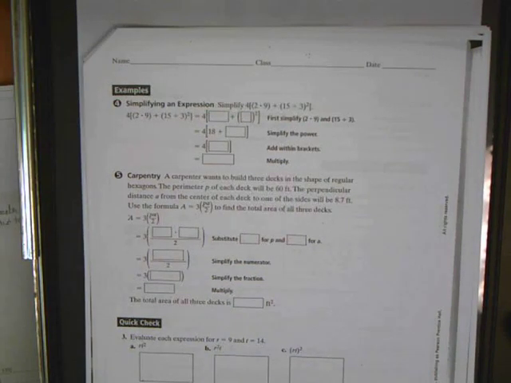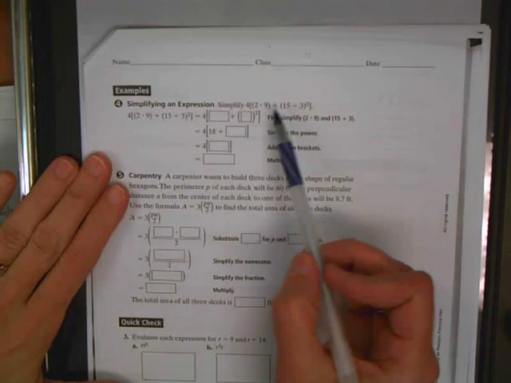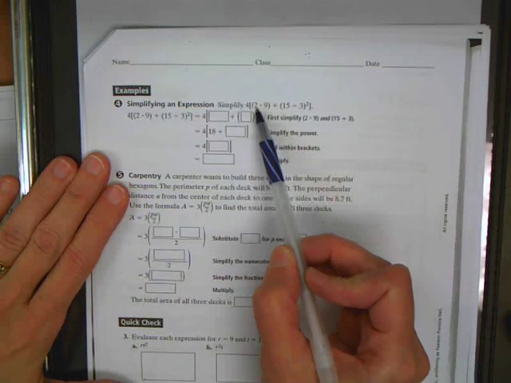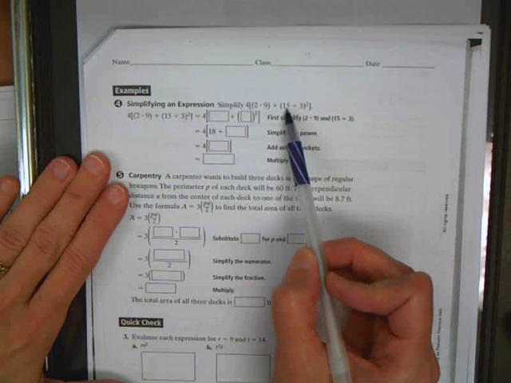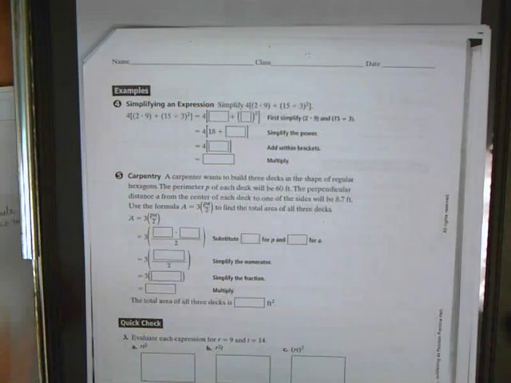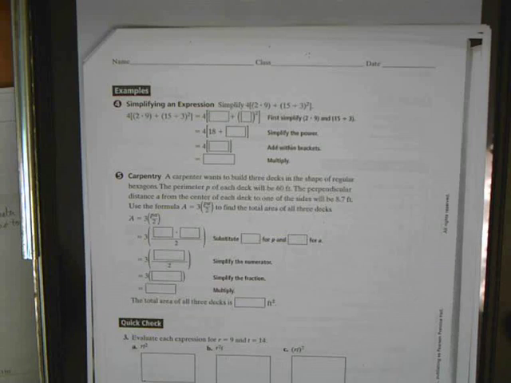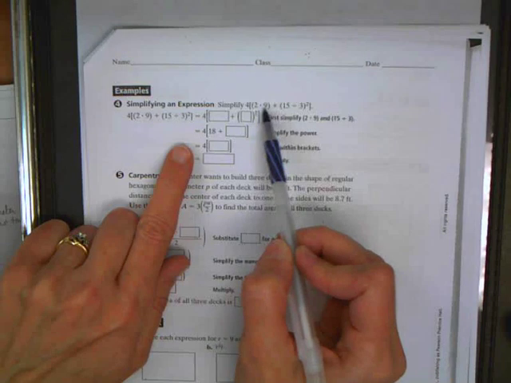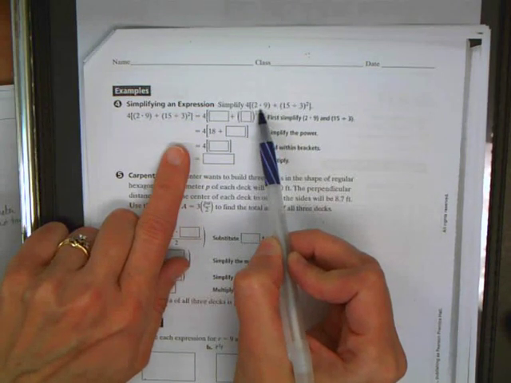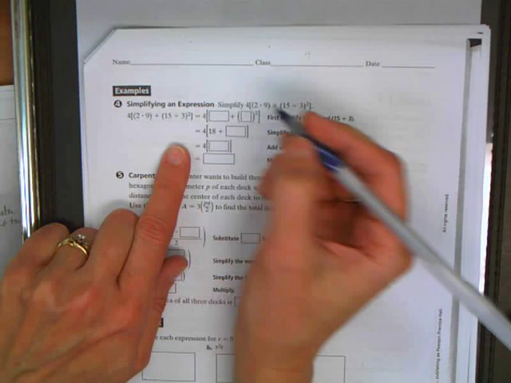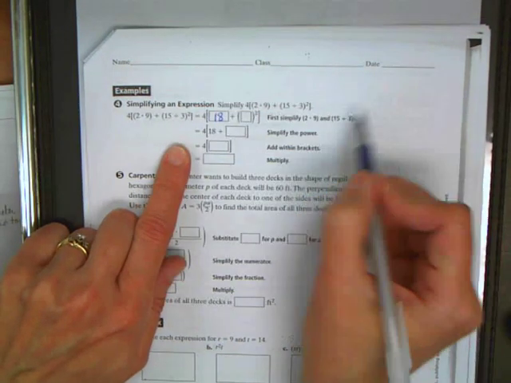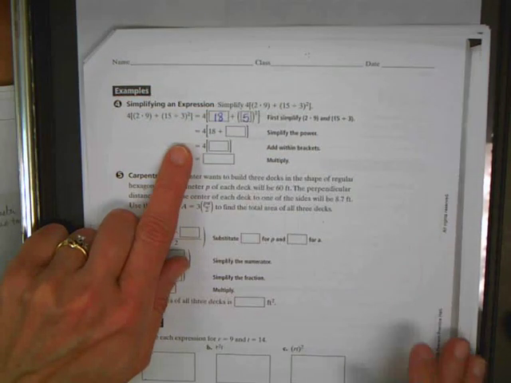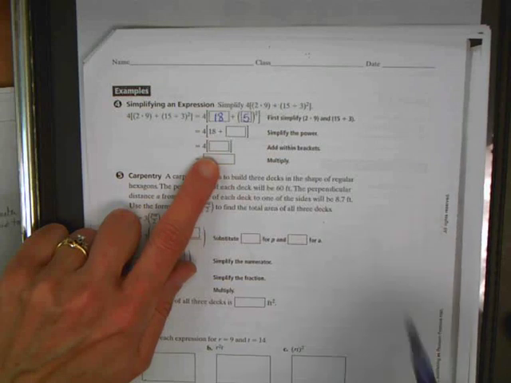Okay, here we are simplifying another expression. We have 4 times the quantity of the quantity 2 times 9 plus the quantity 15 divided by 3 squared. Okay, so that's kind of tricky to read. I hope I read it correctly. Anyway, what I want to do is work from the inside out. So I'm going to simplify my parentheses first. So 2 times 9 is 18, and 15 divided by 3 is 5. That's my first simplification, just by taking care of things within the parentheses.